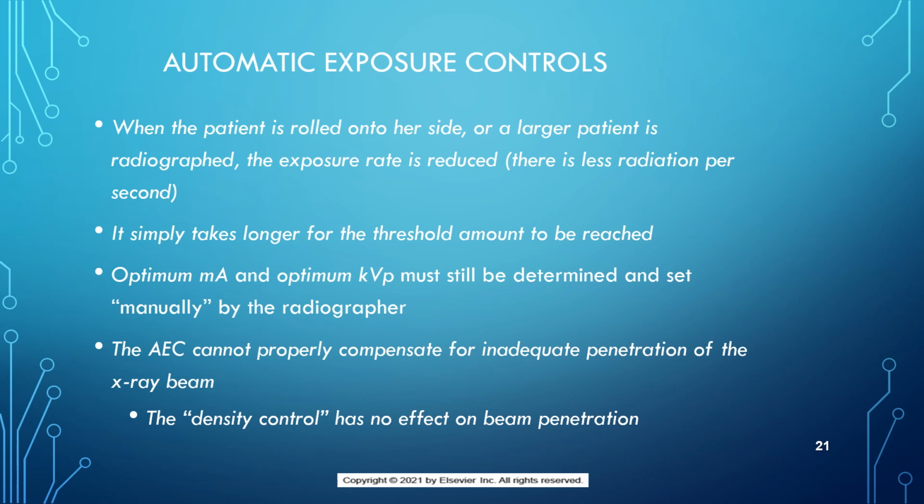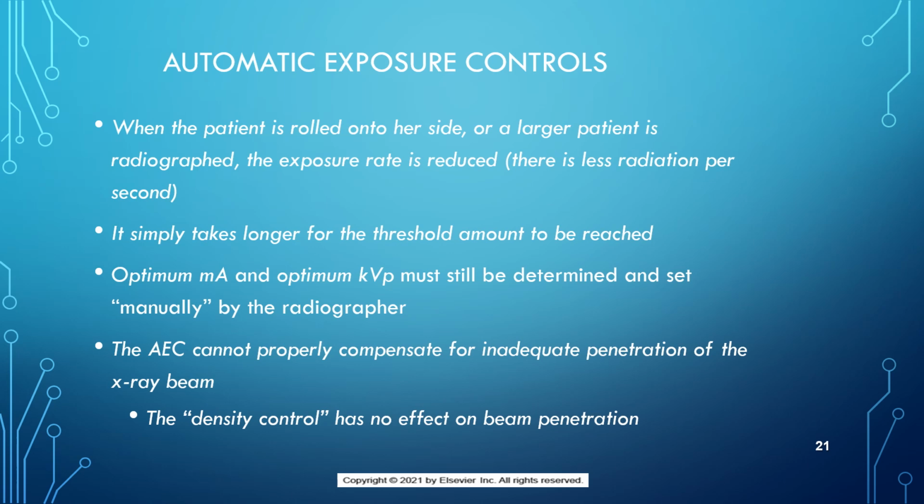Okay, you still need to set optimal MA and KVP, especially optimal KVP, because adequate penetration is what's preserving that remnant beam signal strength in the case of thicker body parts. Okay, if your KVP underpenetrates, your AEC is basically going to be disabled. It's not going to work right because your remnant beam is going to be so thin that it's not creating enough ionizations in the chamber.